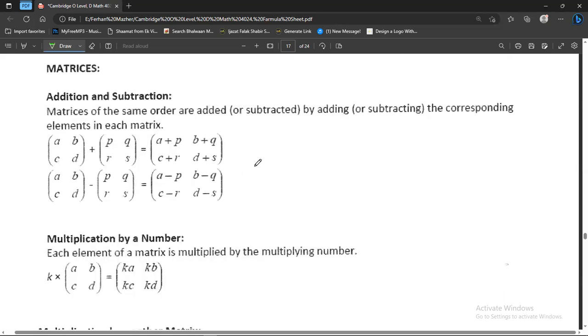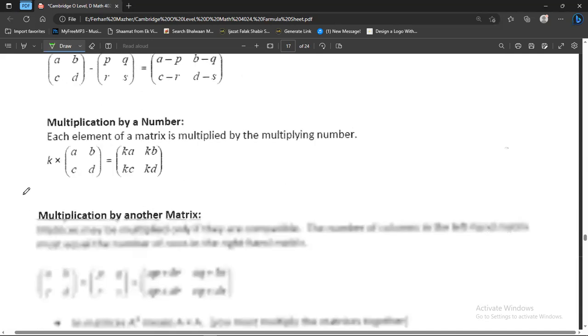Then we have matrices addition and subtraction. Matrices of the same order are added or subtracted by adding or subtracting the corresponding elements in each matrix. So A will be added with P, B will be added with Q, C will be added with R, D will be added with S. Same we do with the subtraction. From A, P will be subtracted. From B, Q will be subtracted. From C, R will be subtracted. And from D, S will be subtracted.